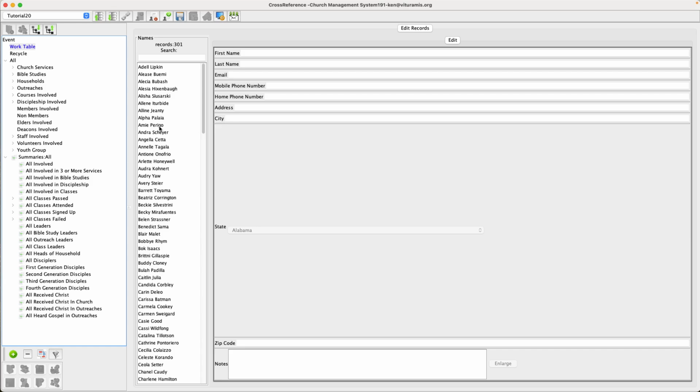Another way that we could look at it is we could select church services, and we can cross-reference it with Bible studies. That is, how many people are going to both. And of course, we see it's 2/5 of the total are going to both.